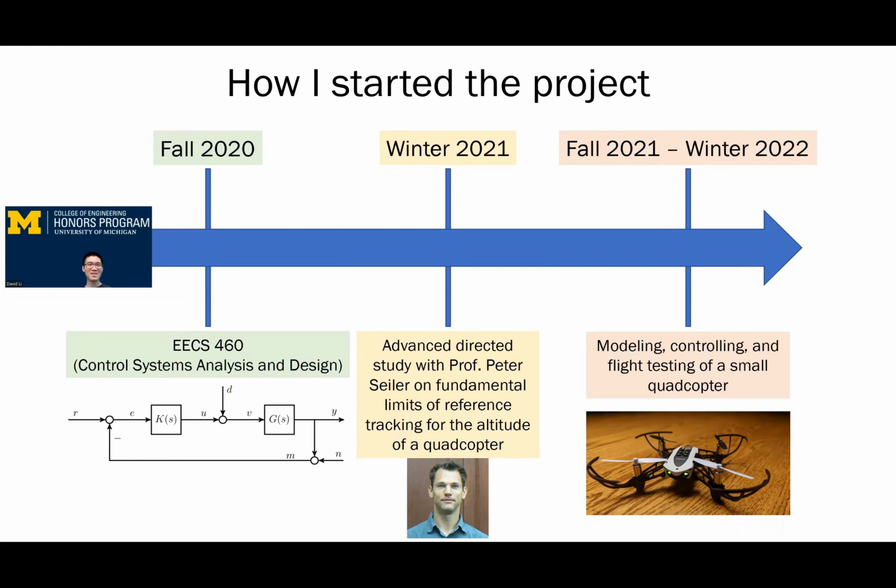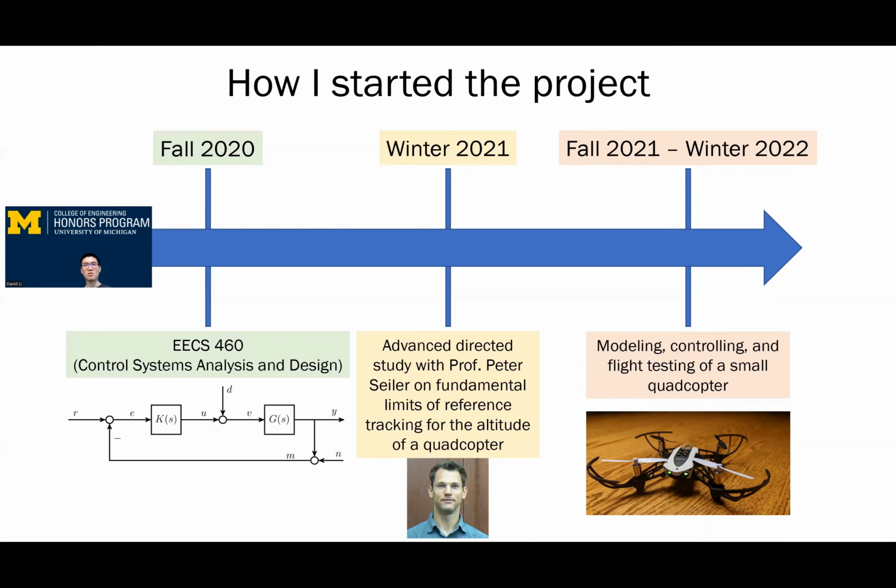So in fall 2020, I met this EECS 460 professor who was actually the exception. His course notes struck me as extremely precise and organized, and in fact, I appreciated the mathematical precision of the concepts in the class so much that I felt compelled to go into the field of control systems in grad school. So I reached out to this professor, Professor Seiler, hoping to gain research experience with him, and I was fortunate enough to have him be my faculty advisor for advanced directed study.